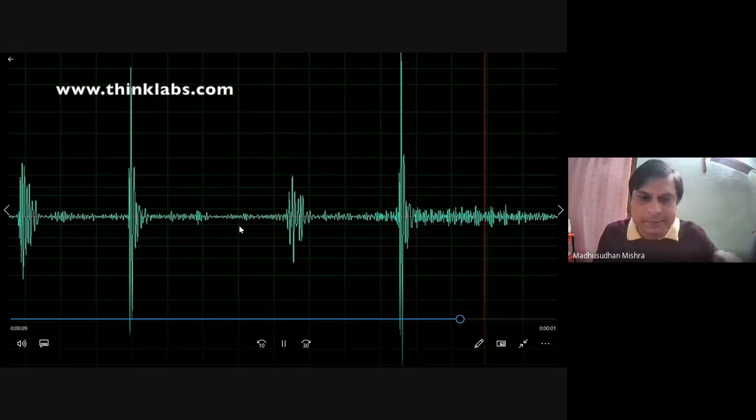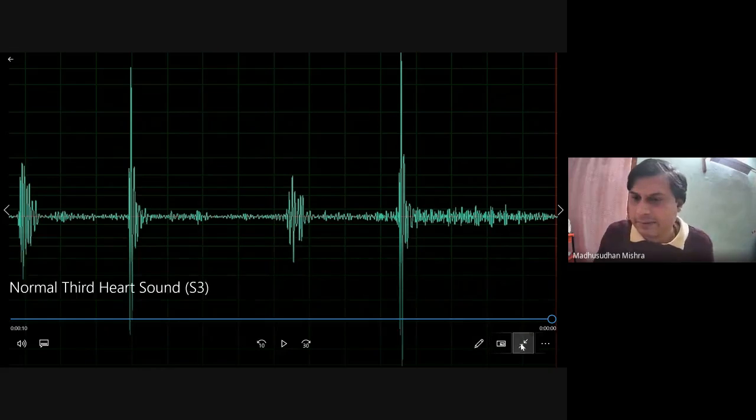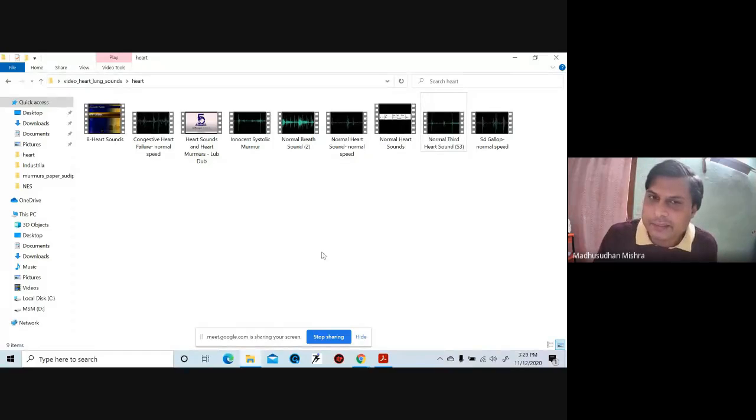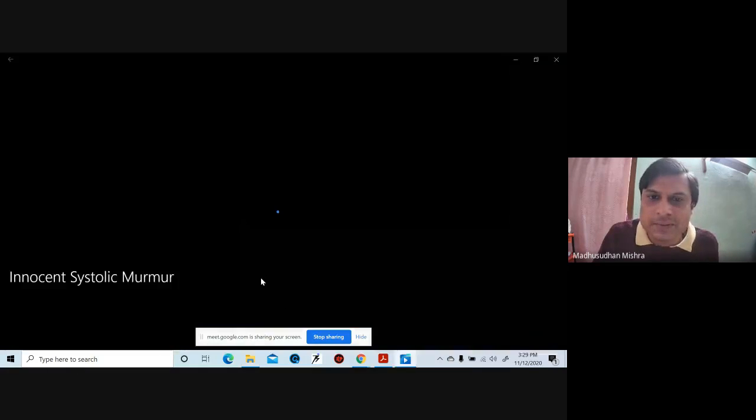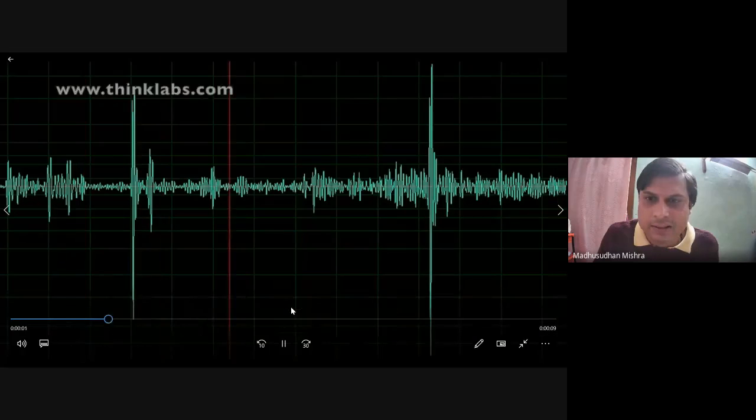I have downloaded this from thinklabs.com. It's freely available. Likewise, we have murmur heart sounds, which show some abnormalities. We have innocent murmurs and pathological murmurs. So this is one example of a heart murmur.